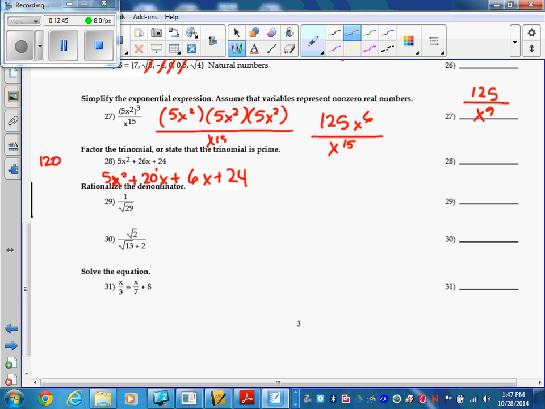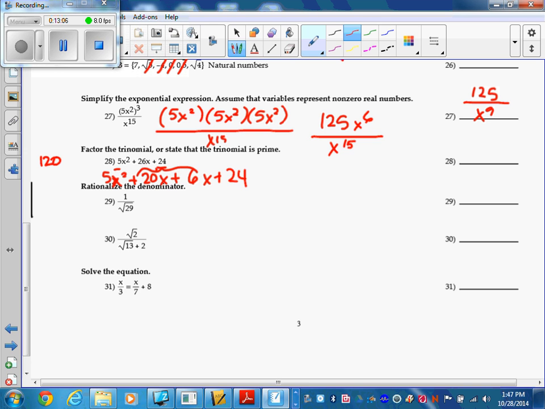Yes, Ashley? So, where did you get the 120? I multiplied 5 times 24. Okay? And that helps me to split up this group. And all this is the same thing. 26 is 20x plus 6x and the 24.